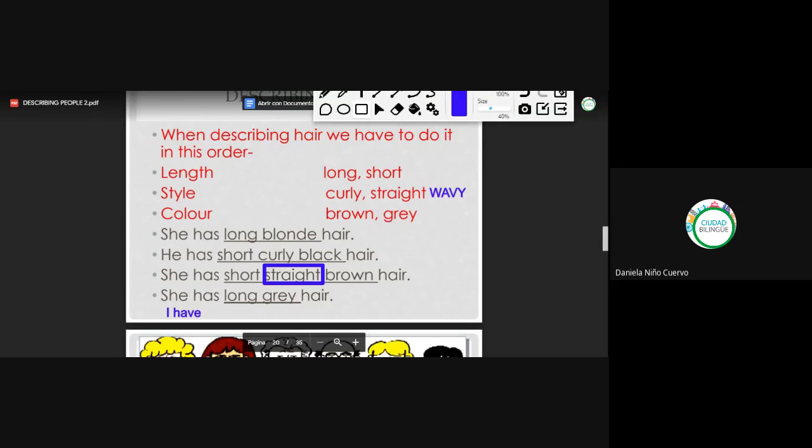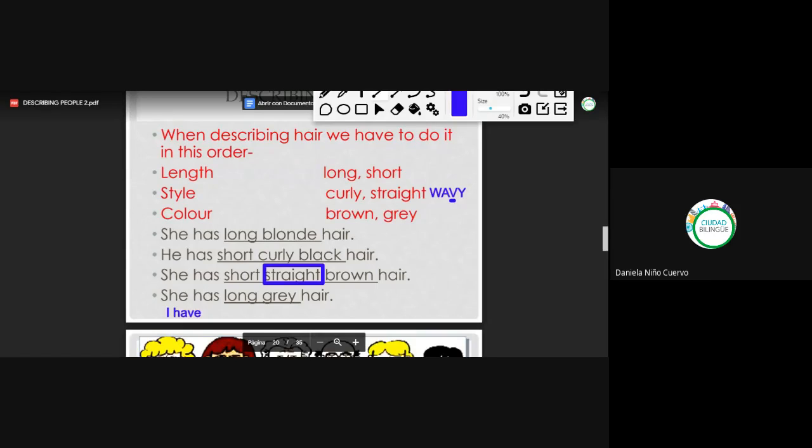So we have Jose's right, Jesse's right. Short, curly, gray hair. You have gray hair, Tati? That's really cool. All right, remember wavy is con V, yes, wavy, wavy.